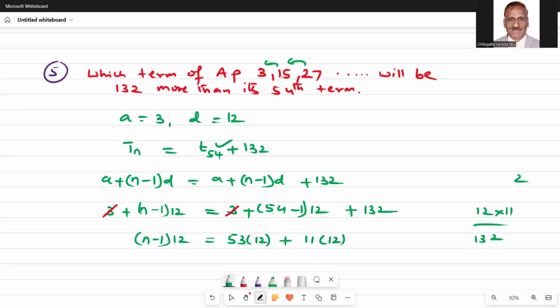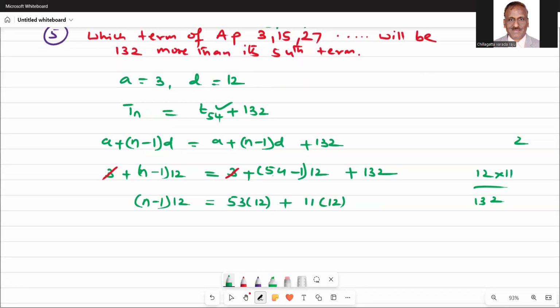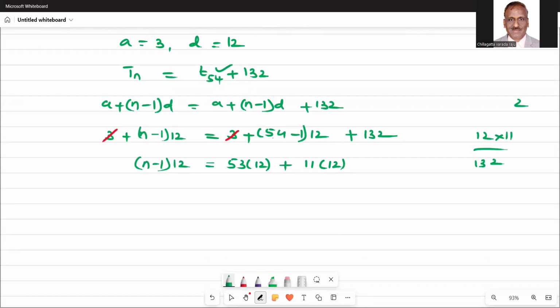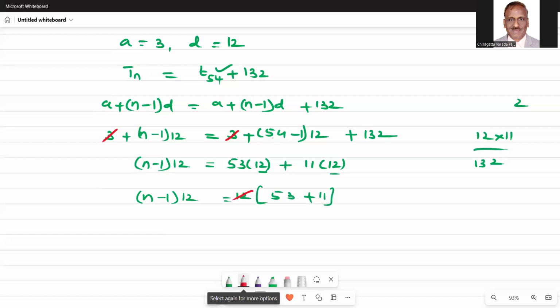So 132 can be written as 11 into 12. Why did I write it like this? So that 12 can be taken as a common factor here. So n minus 1 into 12 is equal to, here I can take 12 as a common factor, since it is existing in both the terms, 53 plus 11. So this 12 and 12 can be cancelled. What are you left with now? N minus 1 is equal to 53 plus 11, which is 64. So n is equal to 64 plus 1. N is equal to 65.